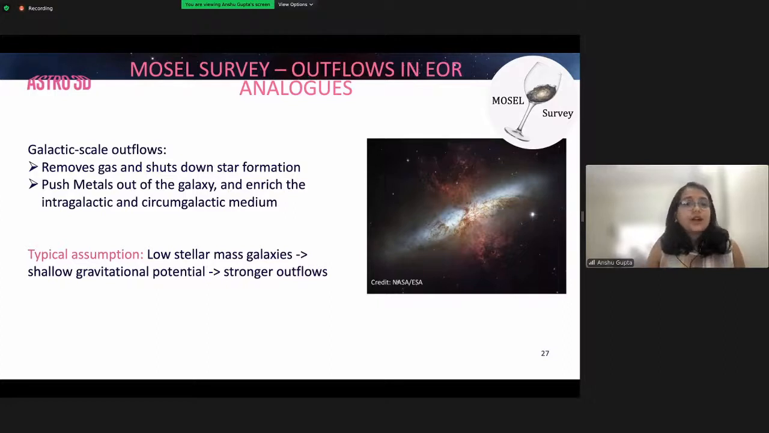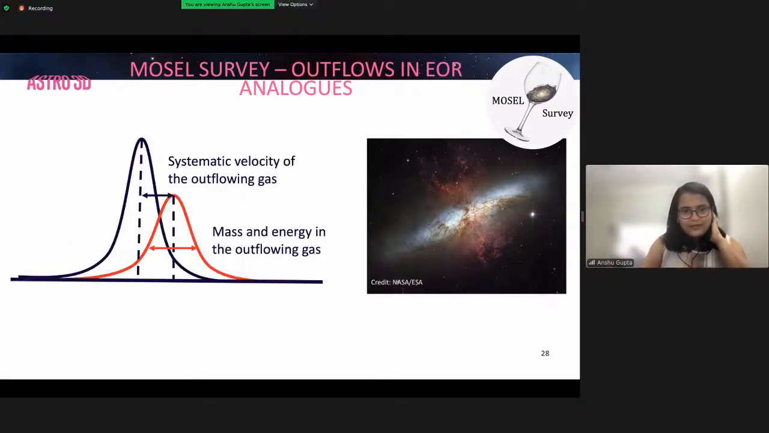So that's why I was really interested in figuring out whether we see any evidence of outflows in these really low mass and high star formation galaxies. Typically we assume that since they have low stellar masses at high redshift, they should have really shallow gravitational potential, and it's gravity that brings the gas back. Since you have a shallow gravitational potential, it should lead to stronger outflows. Simple, right? Okay, let's see what we find.